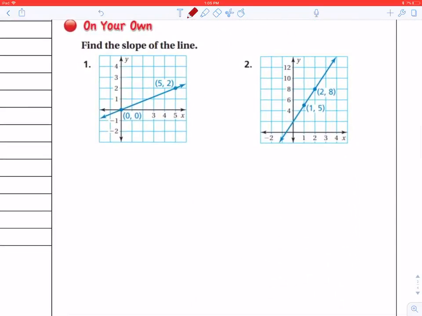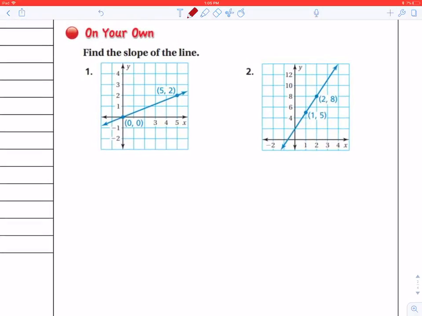So on your own, you're going to find the slope of these two lines here. I'm going to let you do this one on your own because I feel like it is a very straightforward topic for right now. I don't want to assume that. So if you need help, make sure you're asking for help, or make sure you're looking back at the examples. But you're going to find the slope of these lines by determining the rise over the run. And remember that if it can be simplified, you're going to want to simplify that down as well.